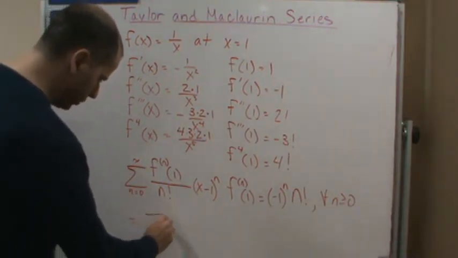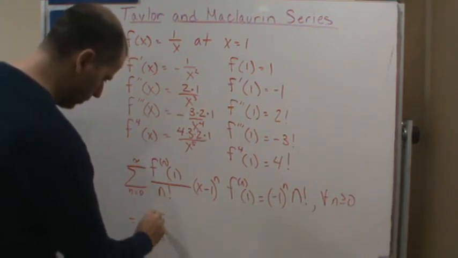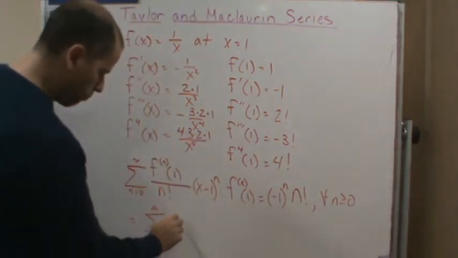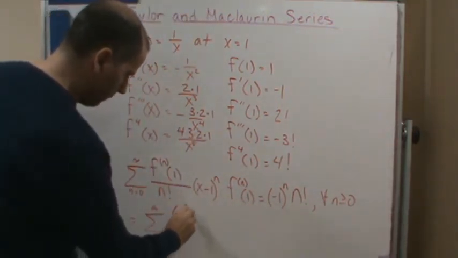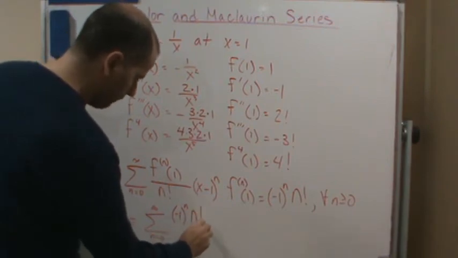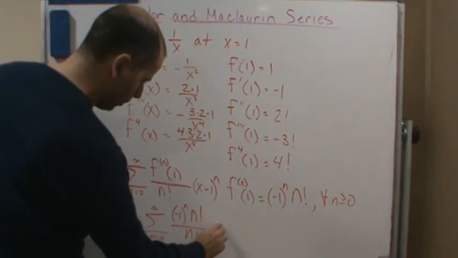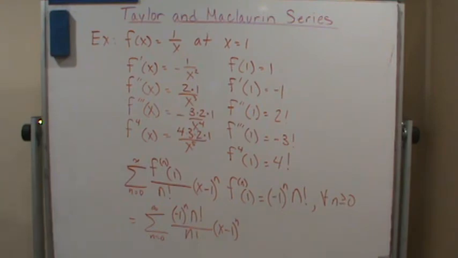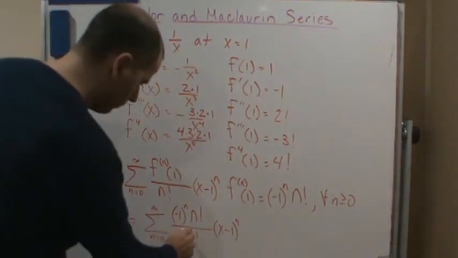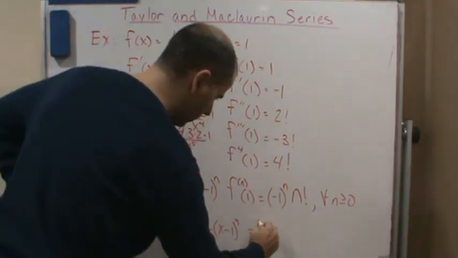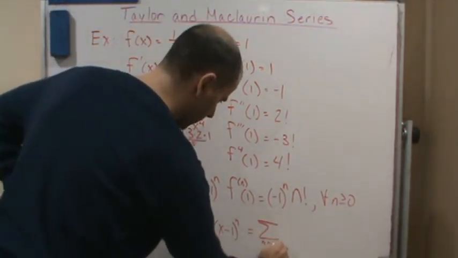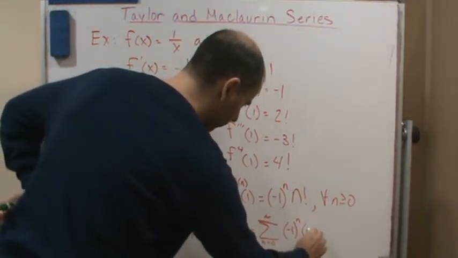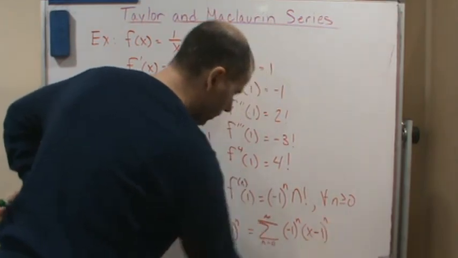And so if we plug this in, what do we get? Well, f to the n of 1 is just this. So this is going to be the sum from n equals 0 to infinity of negative 1 to the nth times n factorial over n factorial times x minus 1 to the nth. And of course, the factorials are going to cancel. And we get our final expression, which is the summation from n equals 0 to infinity of negative 1 to the nth times x minus 1 to the nth power.